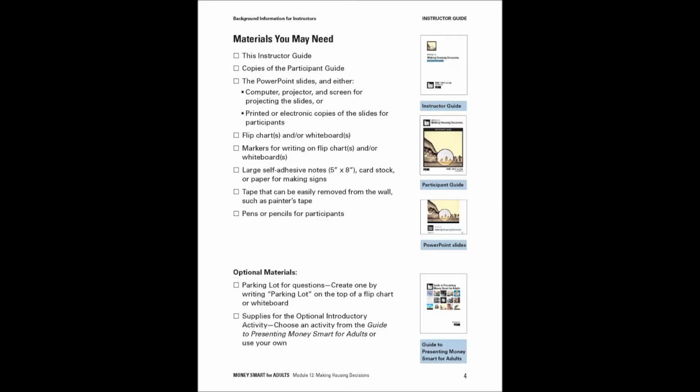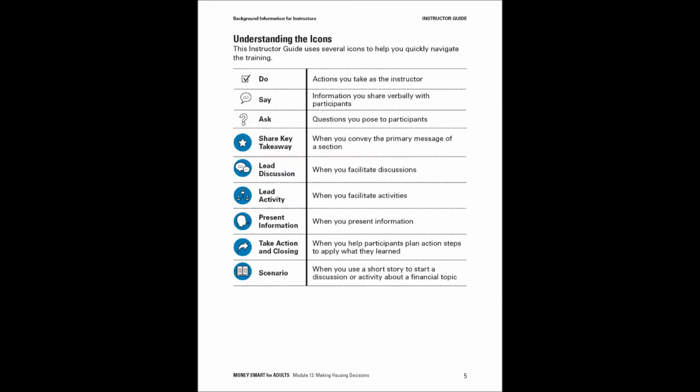Materials, as we just mentioned, again, the instructor guide just as a checklist to make sure you have these things available as you go through this. Optional materials, there's a parking lot that you can create by writing the word parking lot up on a flip chart or a whiteboard. And then, of course, making sure that you have all your supplies that you need for any introductory activity that you may do. The icons that you see here are the same as in every other module. You can reference them here as a refresher if you need to.